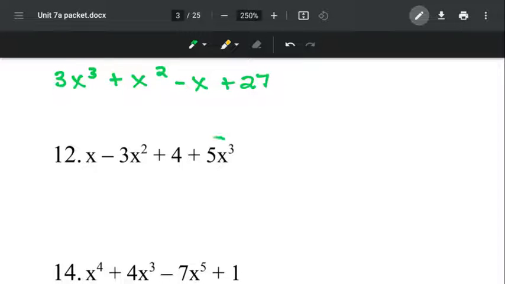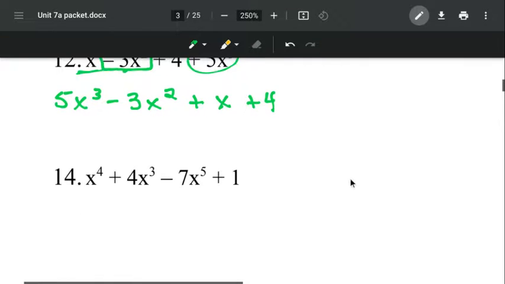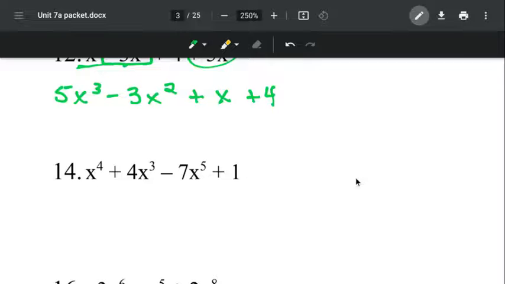So our biggest exponent is a plus 5x to the third. So I'm going to write that first. 5x to the third. Then, remember, you're looking at exponents, not that big number in front of the x. So minus 3x squared is the next biggest exponent. And then we have an x. So plus x. And then plus 4 goes at the end. Try number 14. Again, pause the video. See how you do.